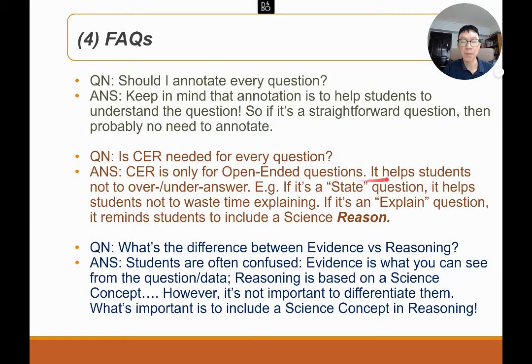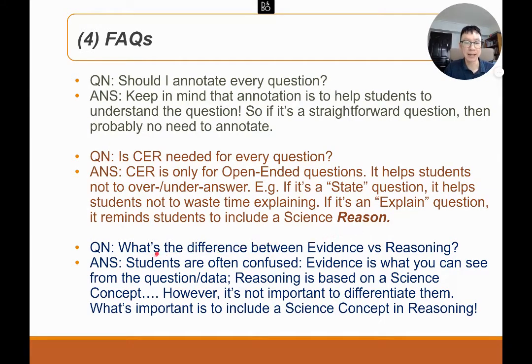The purpose of CER is actually to help our students not to over answer or under answer. For example, if it's just a state question, it helps our students not to waste time giving the evidence and reasoning. That's just wasting writing time. But if it's an explain question, it reminds our students that they must bring in a science reason. There must be a science concept in their answer that uses a science word.